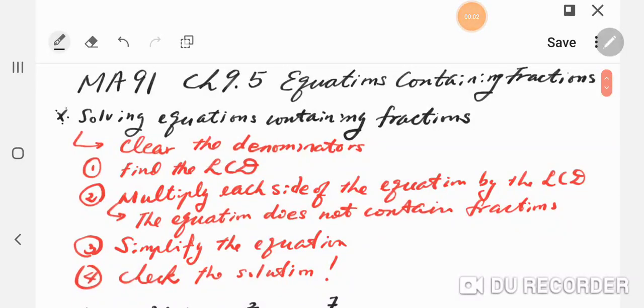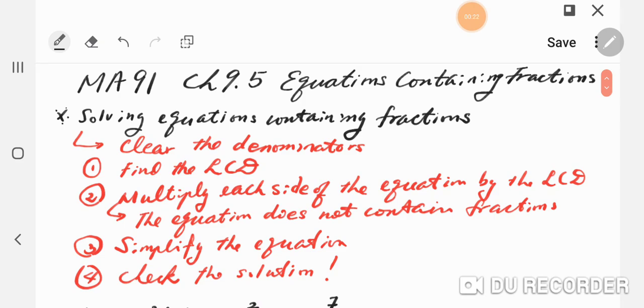Chapter 9.5, Equations that contain fractions. If an equation has fractions, how can we solve that equation? First of all, we have to clear the denominators, so it's much easier when we solve an equation that contains fractions.